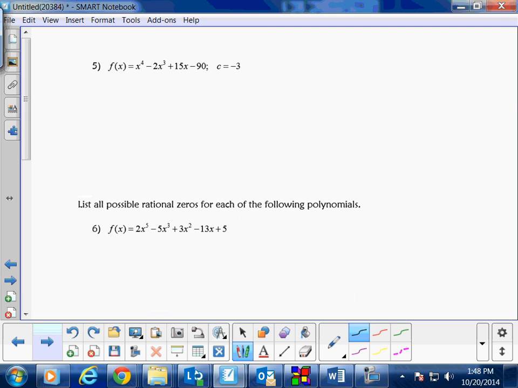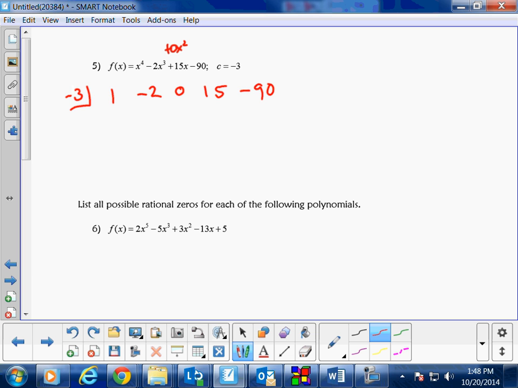Try this one before you see me do the solution. Okay, so you could pause the video, but I'll go ahead and try it now, given that it's assumed that you tried. Now this one is missing an x squared. You notice in the powers, so we're going to have 0x squared to be added on as well. So from here, let's go ahead and start with our c, negative 3. And our coefficients, 1, negative 2, 0, 15, and negative 90.